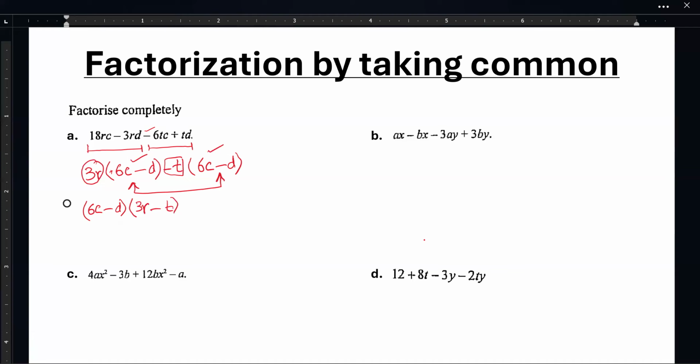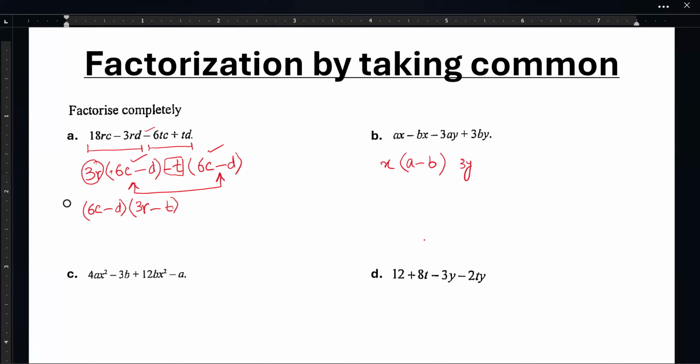Okay, guys, let's take the next question. Again, 4 terms. Nothing is common in all 4 terms, right? Okay, so in the first 2 terms, I observe x is common here. As I take x common, what's left inside the bracket? It's going to be a minus b. Now I take y common. But remember, signs are very important. It should be a plus 3y or it should be a minus 3y.